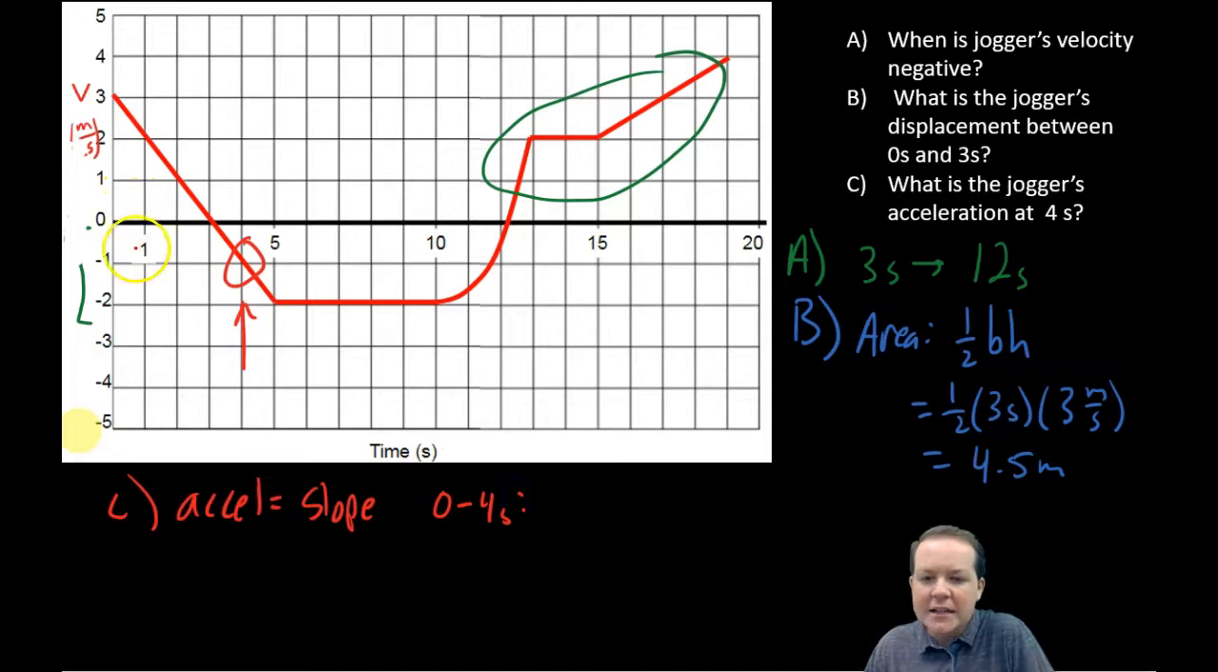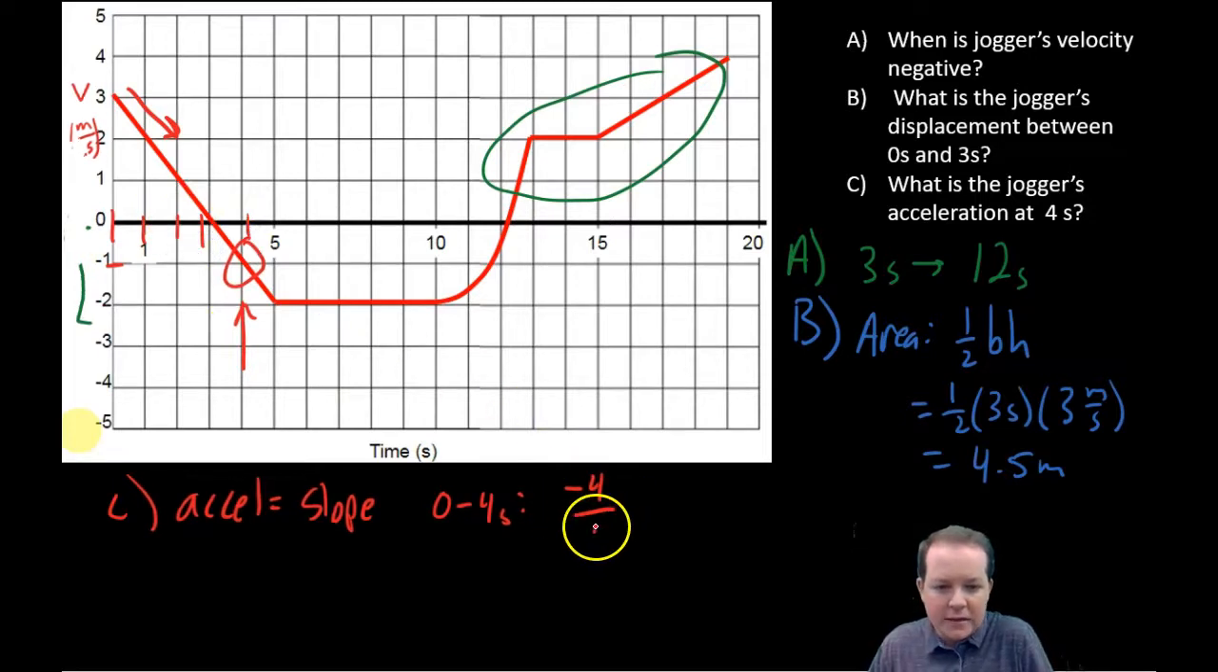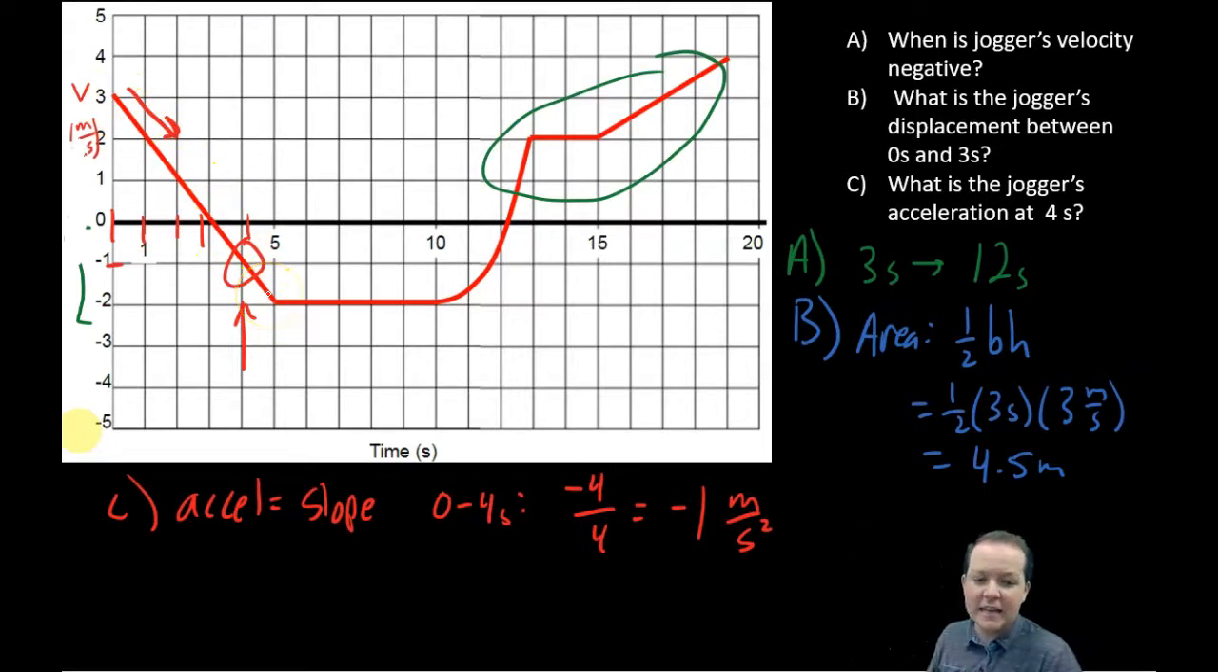What's the rise from 0 to 4? I'm starting here, negative to 3. That's a rise of 4, but I'm actually going down. So the rise is actually negative 4. What's the run? 1, 2, 3, 4. The run is 4. So what's the slope? That's negative 1. That's the acceleration. Everywhere along this line, from 0 seconds, 1 second, 2 seconds, 3 seconds, 4 seconds, and 5 seconds, the acceleration is a constant value of negative 1. That's the answer for part C.